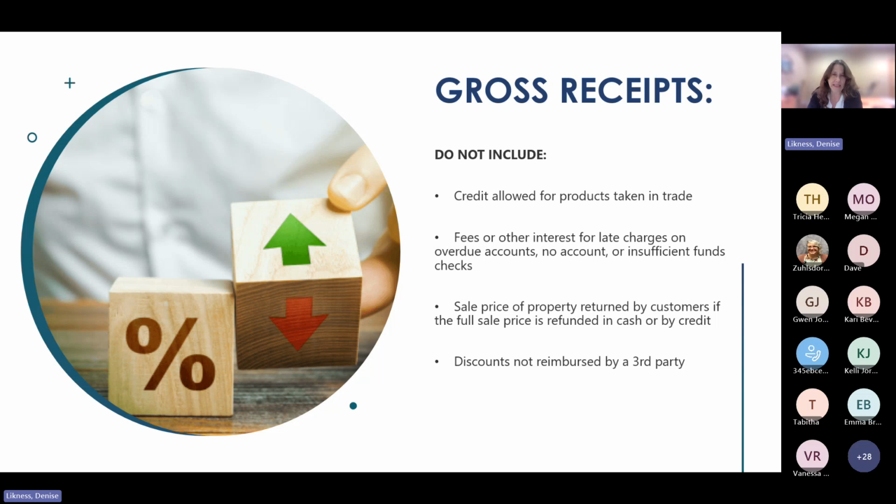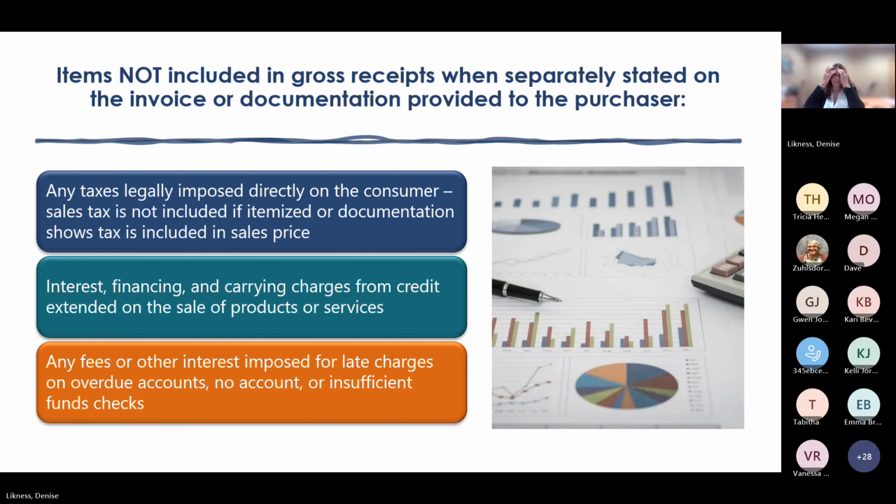So if you give somebody a discount, we're going to give you 10% off because we like you this month, you wouldn't charge tax on that 10% discount. These items are not included in the gross receipts, but this is only if it's separately stated on the invoice.